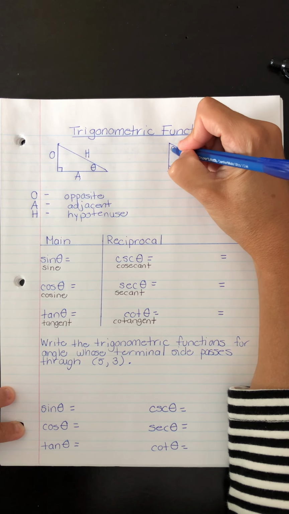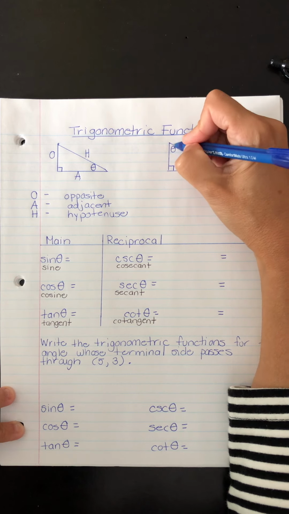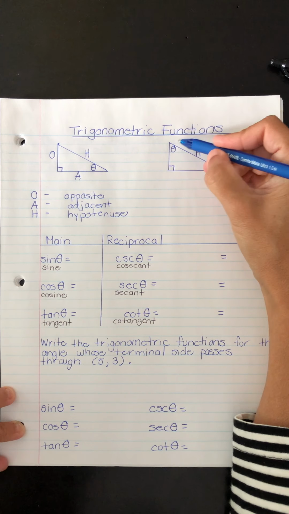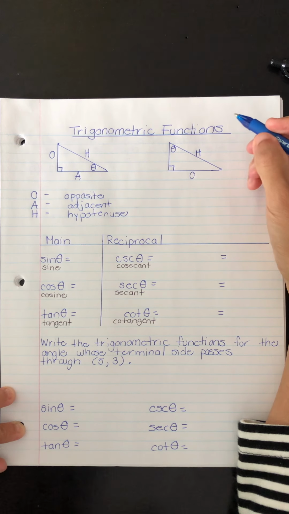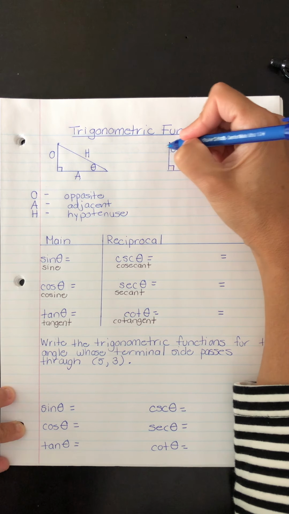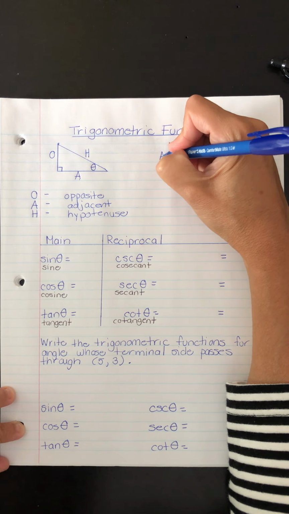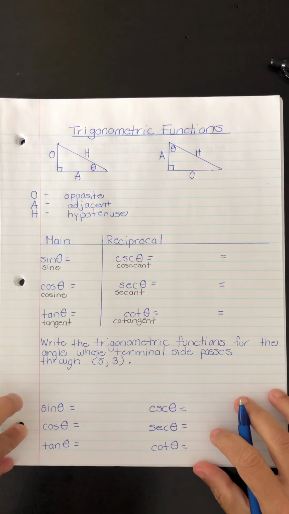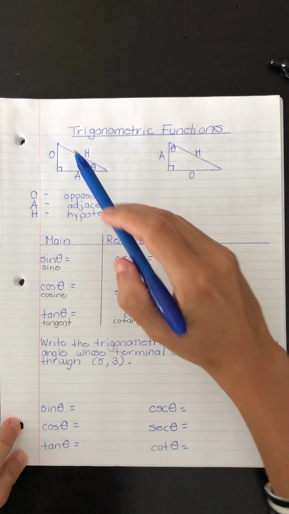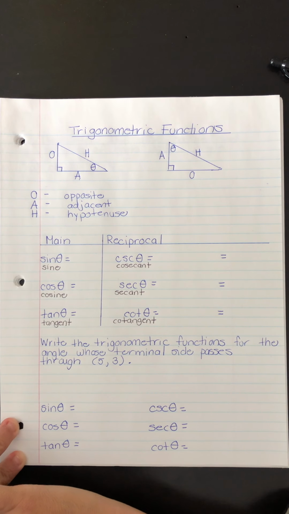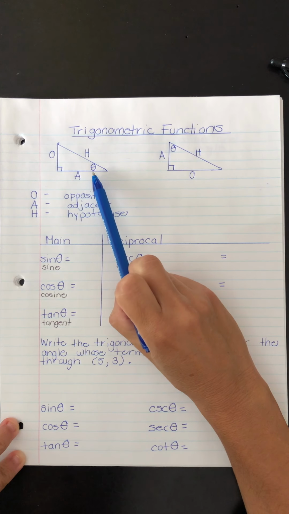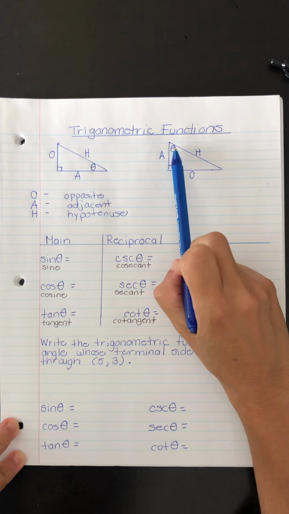If theta instead is here, if we're referencing this top angle, then across from theta will be the opposite side length, and next to it here will be the adjacent side length. So the hypotenuse is always labeled first, and then the other two side lengths are placed once we determine whether we are referring to this angle or this one.